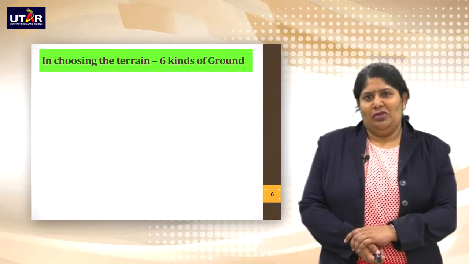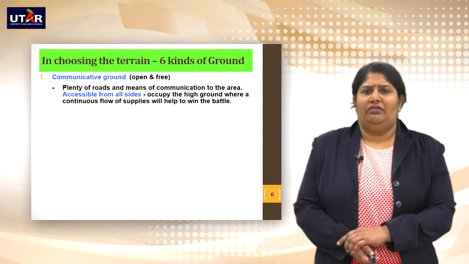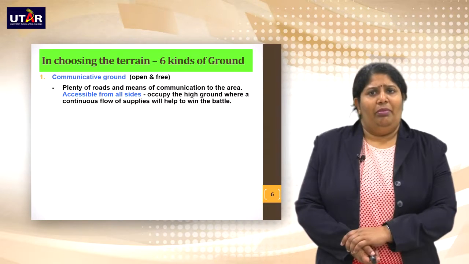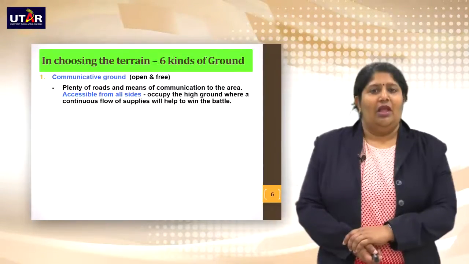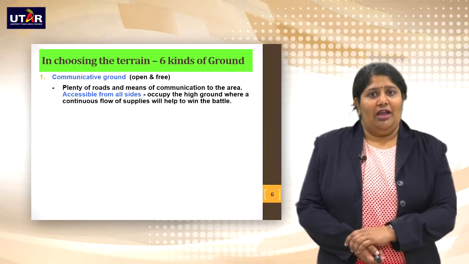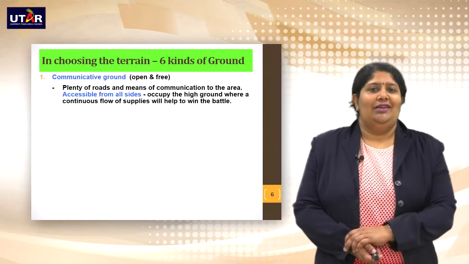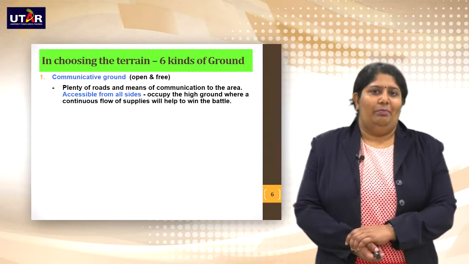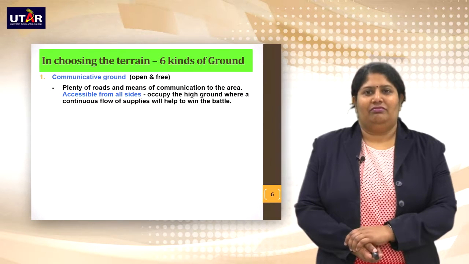Now, let's look at the terrain. The first terrain is communicative ground. Under this ground, there are plenty of roads and means for communications. So, the army should occupy higher ground where they would have easy access to supplies and better opportunities to win the battles.